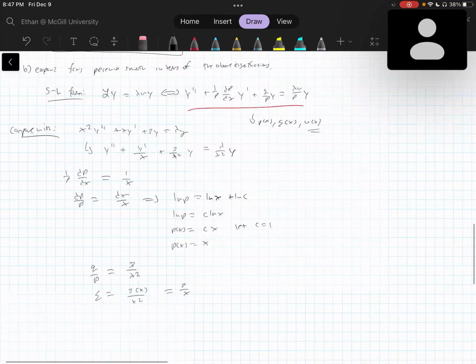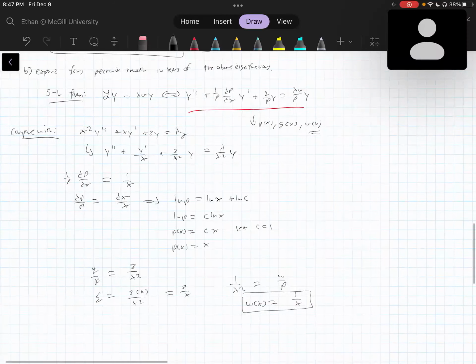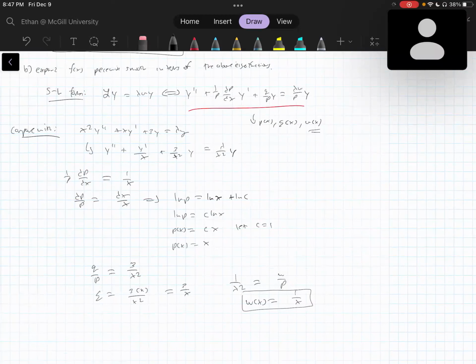And finally, I'll do it to the right here, comparing the coefficient on the y to the right of the equal sign, where I have 1 over x squared is equal to w over p. So the weight function w of x is simply going to be equal to 1 over x. That's the important part of this whole problem, to find the weight function. So we found the weight function, and the weight function is relevant in Sturm-Liouville theory.